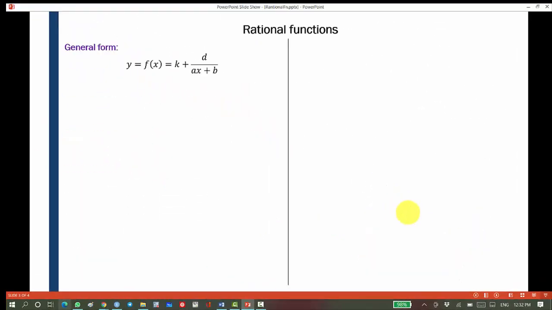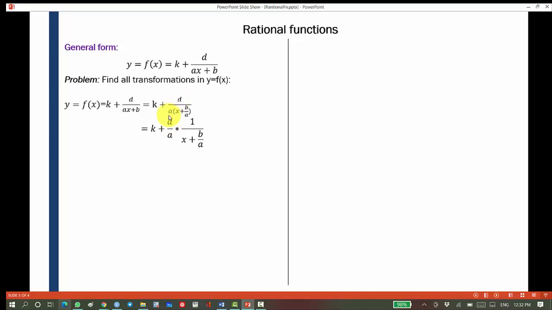The general form of a rational function is y equals f of x equals k plus d over ax plus b, where a is obviously not 0. Then let's find all transformations present in this general form. For that, we take a as a common factor first here. Inside we have x plus b over a. Then this d over a is the division of these two numbers.